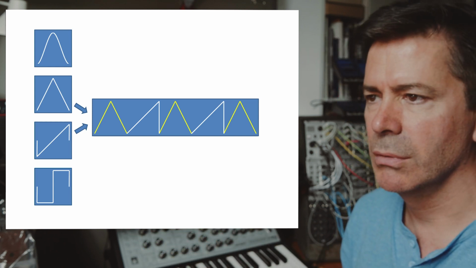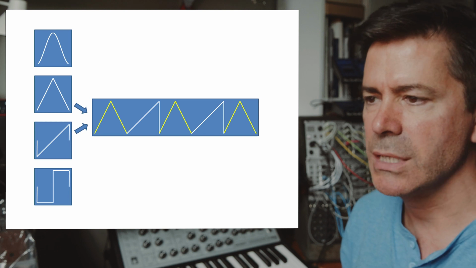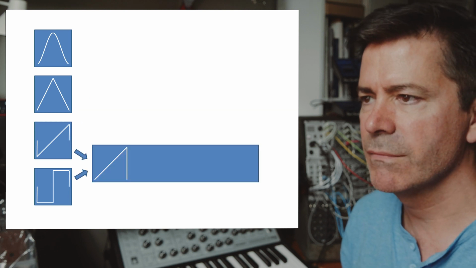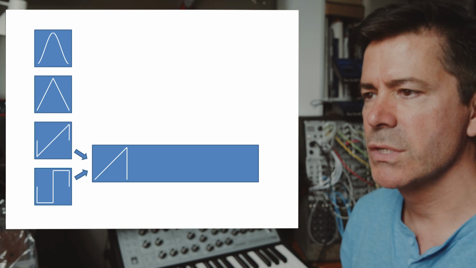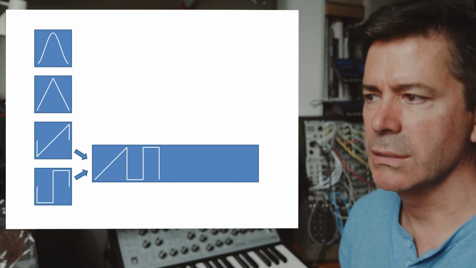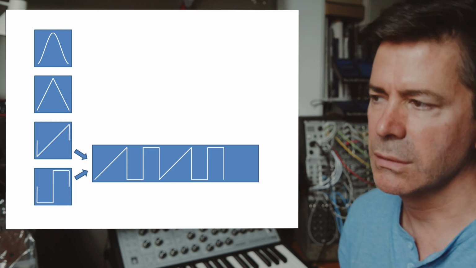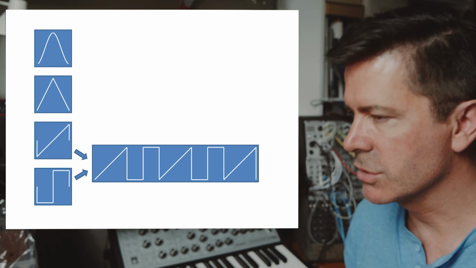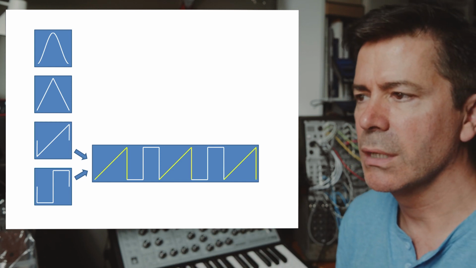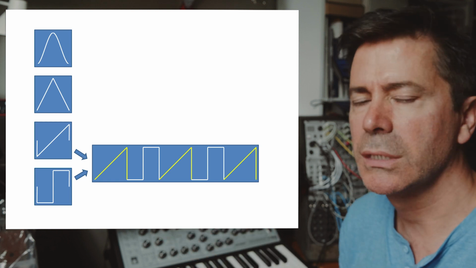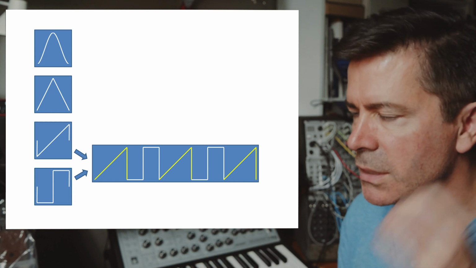Let's take another example. Let's take the sawtooth and the square wave. And again, we take the first waveform, then the second, then the first, then the second, then the first, second, etc. And as you'll see, we get a completely unique and interesting waveform out of it.